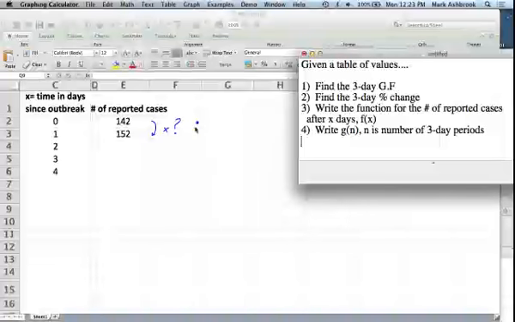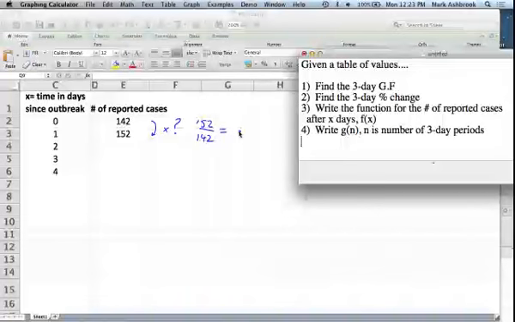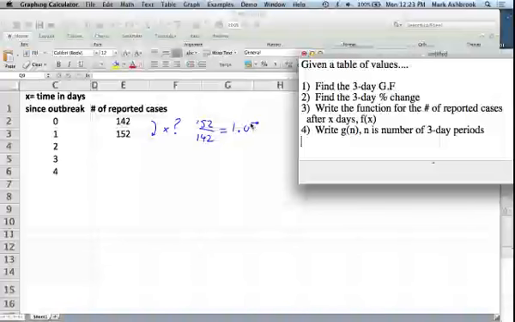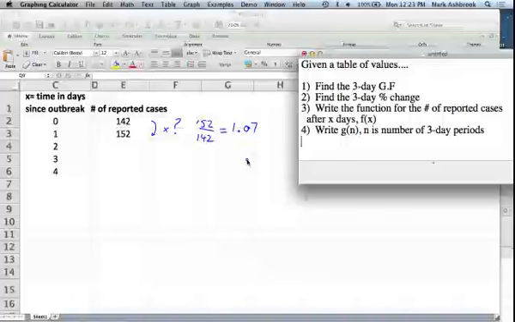It's going to equal 152 over 142. I think you flipped it. It should be 1 point something, right? 1.07. Okay, what's the 1-unit percent increase? 7%, right?